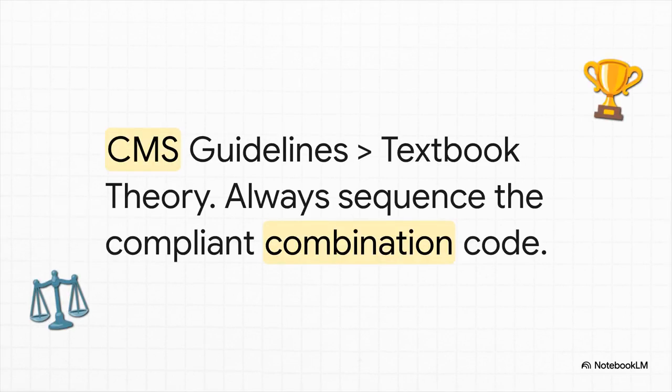It's simple. CMS guidelines are your ultimate authority. They trump general coding theory every single time. If you try to slip those separate codes through a digital claim review, they're getting kicked back. You always have to resequence and merge them into a single compliant combination code. That's exactly how we code cleanly, legally, and accurately.